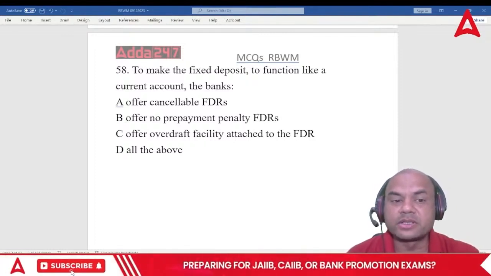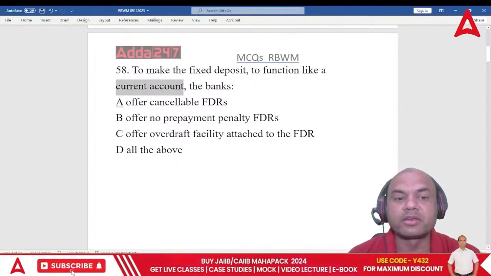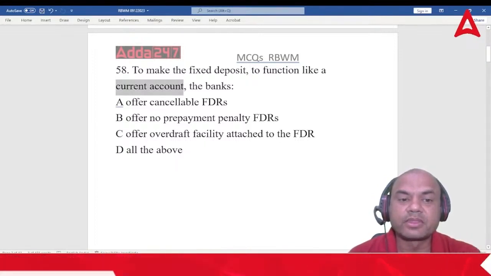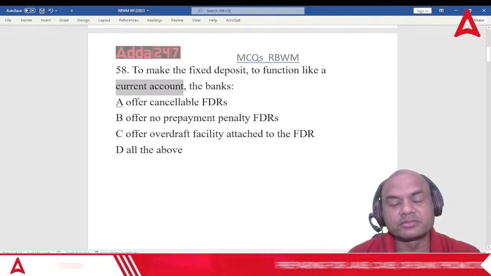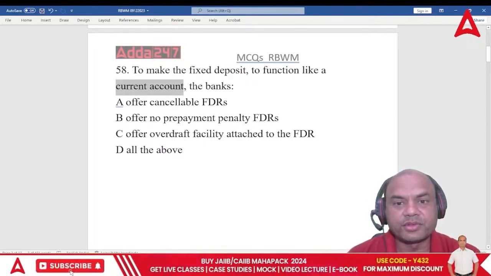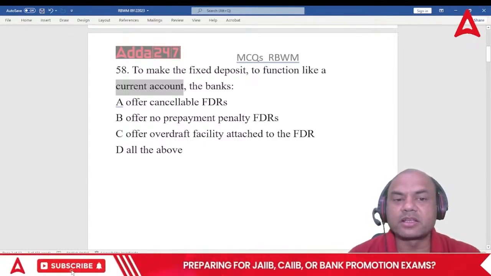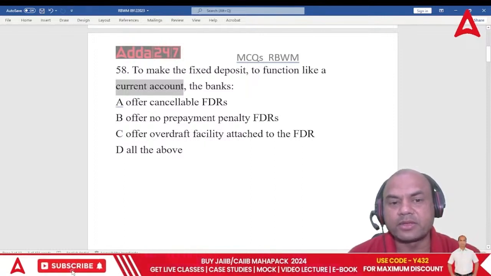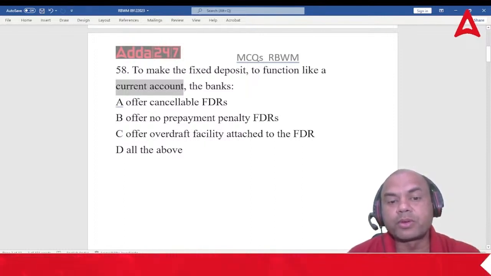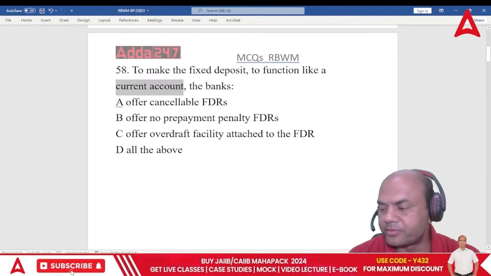Yesterday we saw one similar question over here, at the end. How many of you have got that answer? Okay. So for this, what is the answer? To make the FD function like the current accounts, the banks offer what? Cancelable FDRs. Offer no prepayment penalty for FDRs. Offer overdraft facility attached to the FDRs. And all of the above.